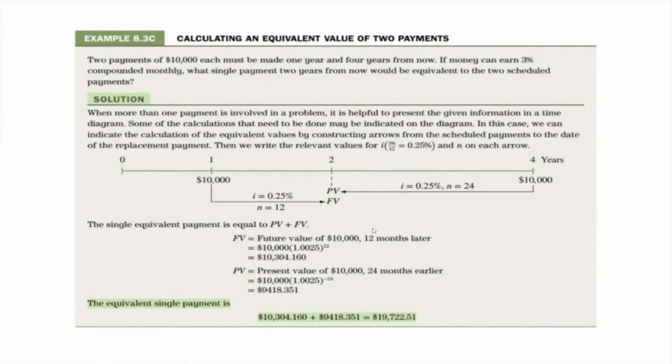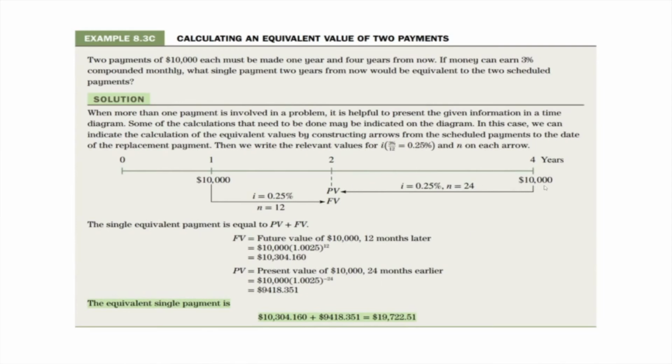And so we just plug the numbers into the formula and you'll get 10,304. So basically it takes that 10,000, brings it up here. And as time goes by, you know the money is going to go higher. So 10,304. This one here, we're going backwards in time. So this is going to be a smaller amount. So we're going to take the 10,000.